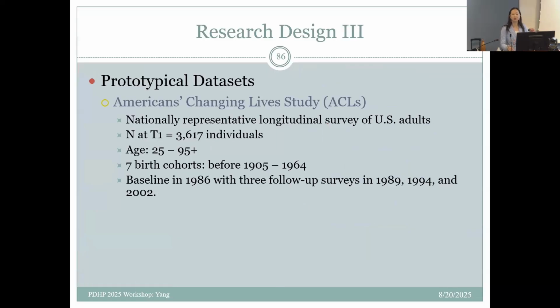So the example I will draw from is from the ACL, where we use the data from the full age range that can be classified into 7 birth cohorts. I'm only using the first 4 waves. I know that the ACL keeps collecting data, and I have 7 waves altogether. But at the time the analysis was done, I used the first 4 waves.